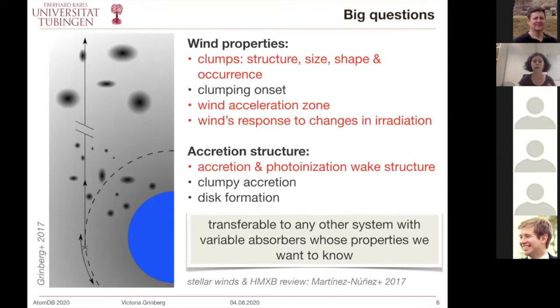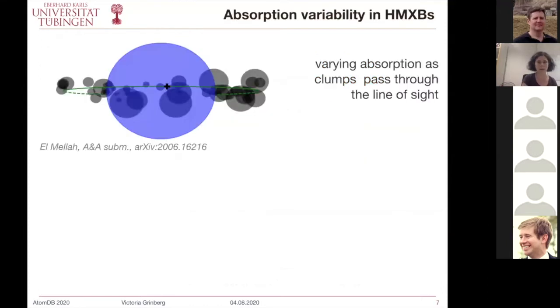And those ideas are actually, as said, transferable to any other system that has variable absorbers whose properties we do want to know. If you're interested in particular in high mass X-ray binaries, there's a very nice review by Silvia Martinez-Nunes as a background.